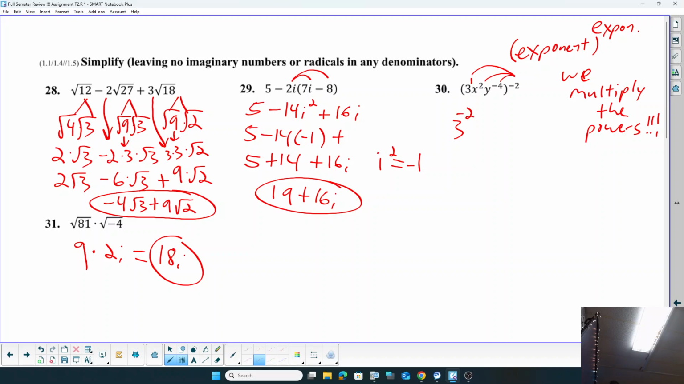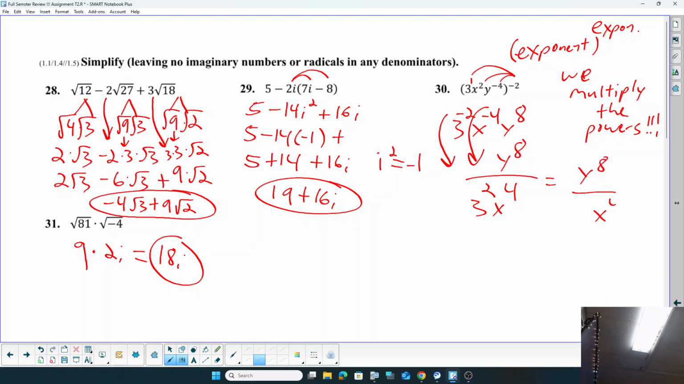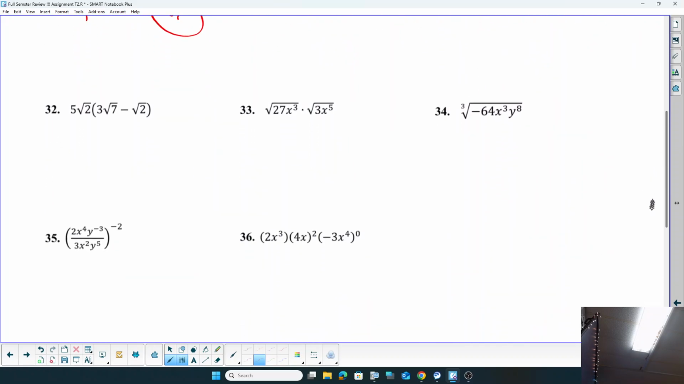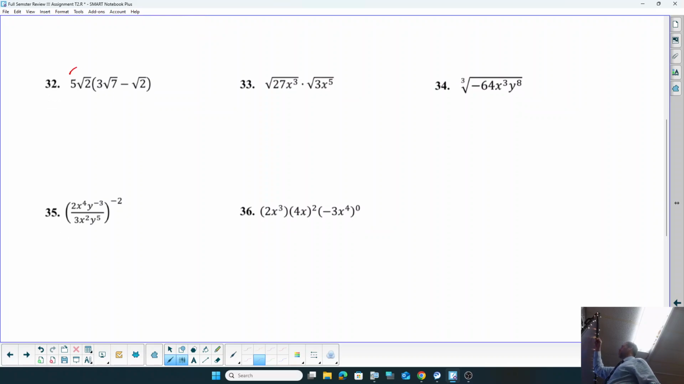So that's 3 to the negative 2, x to the negative 4. What's negative 4 times negative 2? Positive 8. So then, negative means we take it down. We take it down. So we have 3 to the positive 2, x to the positive 4 at the bottom, and then y to the 8 on top. And then that's y to the 8 on top, divided by x to the 4th on bottom, and then 3 squared is 9. There's our answer.